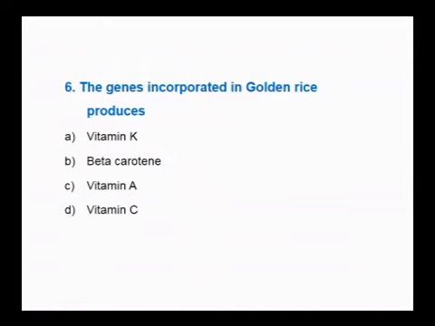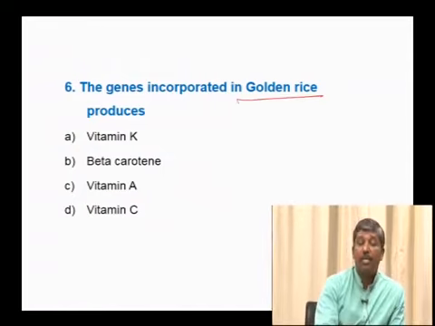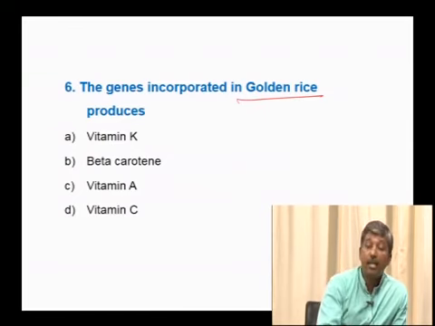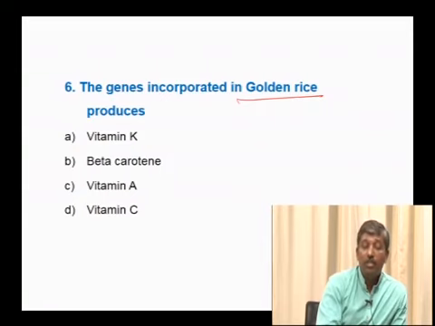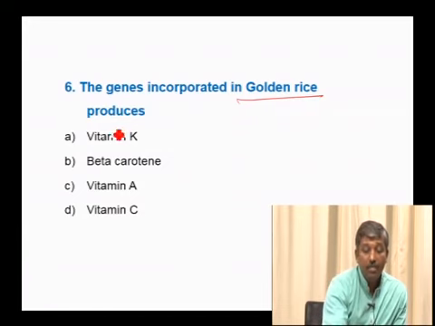The genes incorporated in golden rice produce what? So this golden rice is a transgenic rice variety produced by introducing the genes from daffodil and Erwinia uredovora. So these genes will produce, actually, vitamin K, beta carotene, vitamin A, vitamin C.